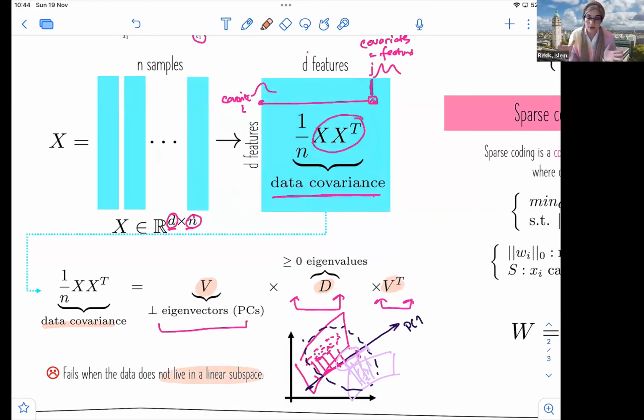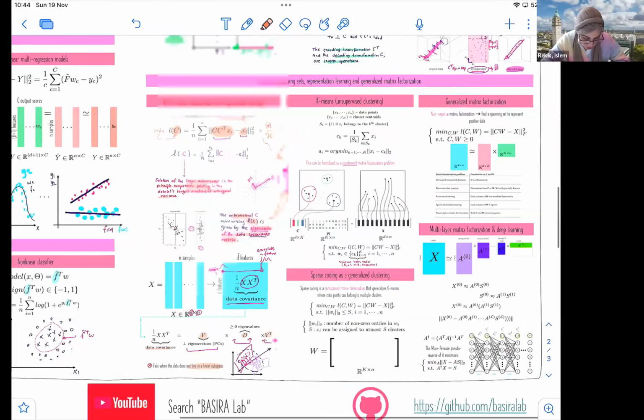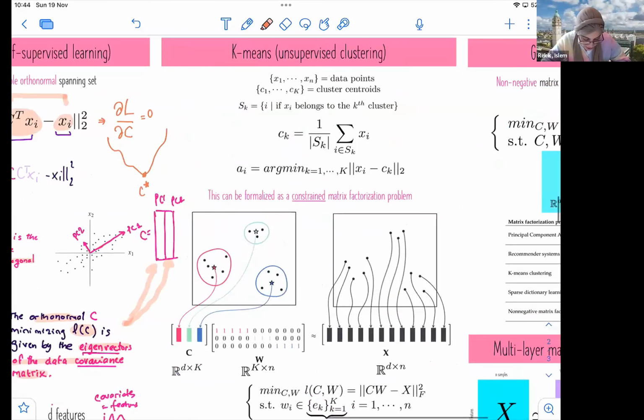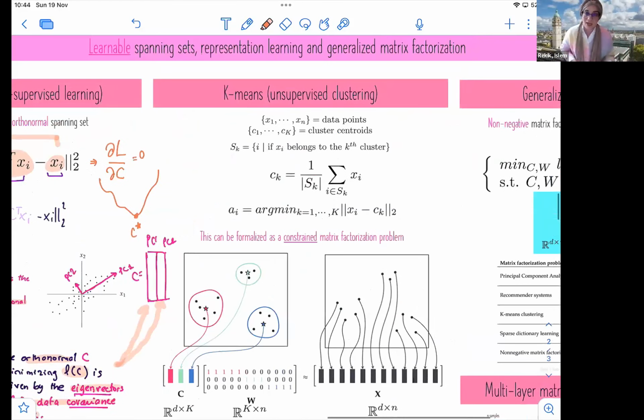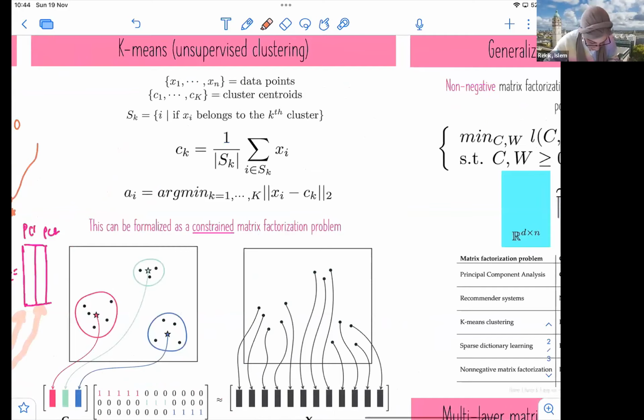So they're scattered across multiple subspaces or hyperplanes in a high dimensional space. All right, cool. So we have done that remark also during the lecture, and now we move to the second example, which is also a matrix factorization in a spanning set learning example. So we can look at K-means, which is a simple clustering algorithm.